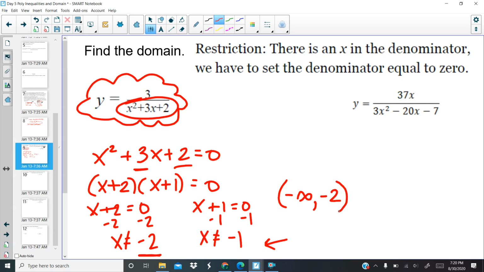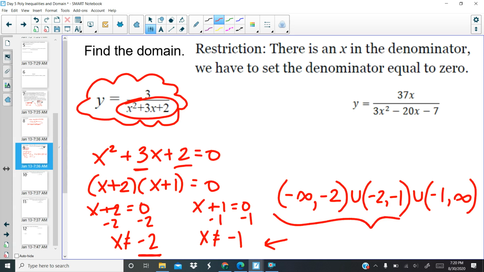And then you put a parentheses at negative 2 because you don't want to include that in your interval. And then you union, go from negative 2 to negative 1 because we don't want to include that. Union again, and then go from negative 1 all the way up to infinity. So this interval just says you can use any number except for that negative 2 and the negative 1. And that's just because if you plug in a negative 2 or a negative 1, it's going to make that denominator 0. So then you would have 3 divided by 0, which is going to be undefined.